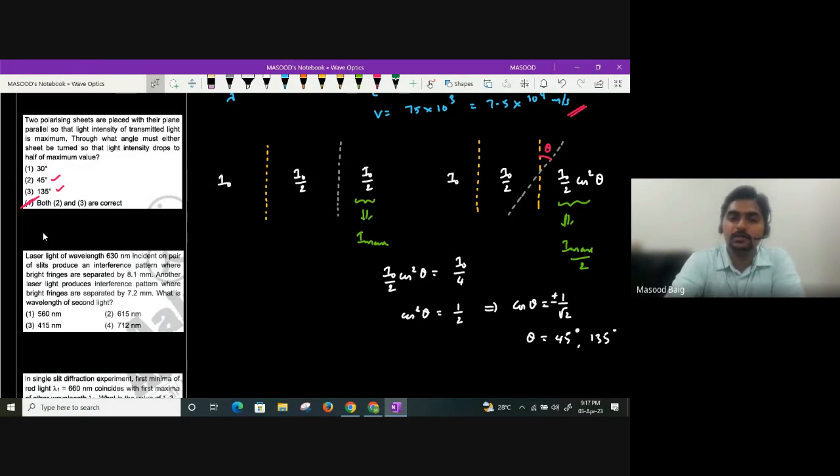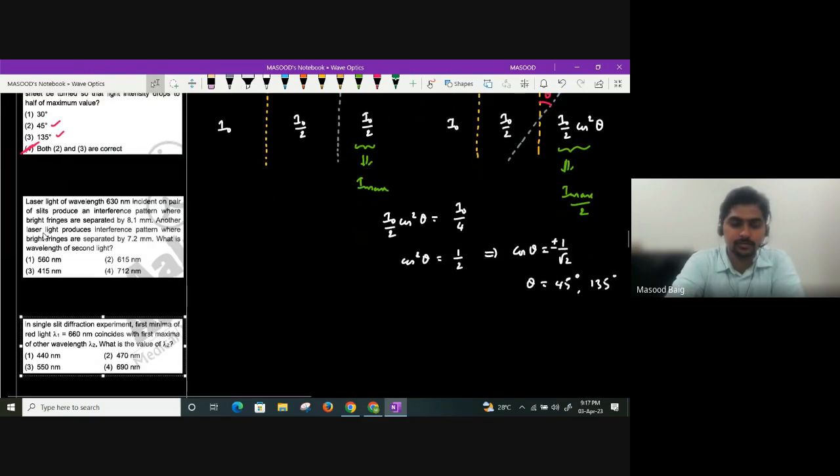By what angle should it be rotated such that the final transmitted light has an intensity half of the maximum value? So what is the maximum intensity coming out? I naught by 2. Half of that value will be I naught by 4. So I'll equate I naught by 2 cos square theta to I naught by 4. So two angles you will get, guys. Understood, everyone?